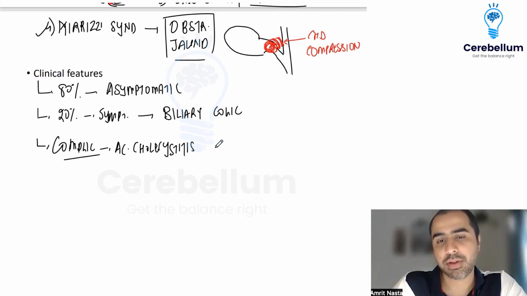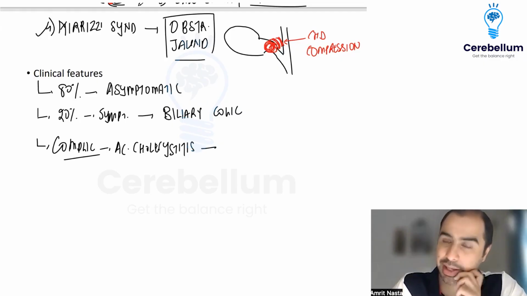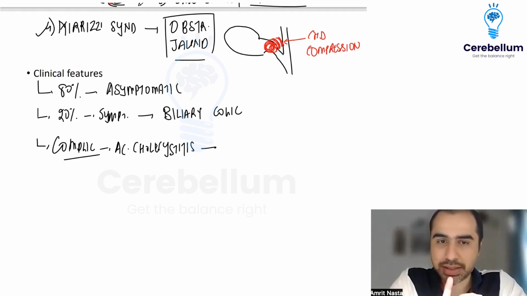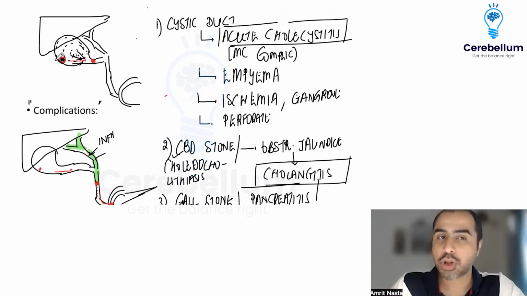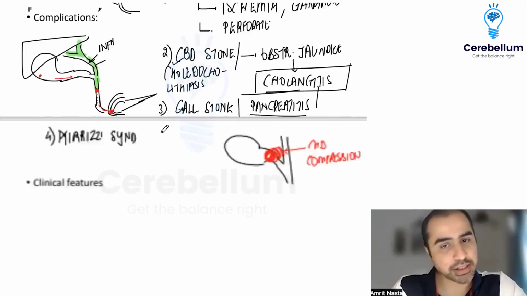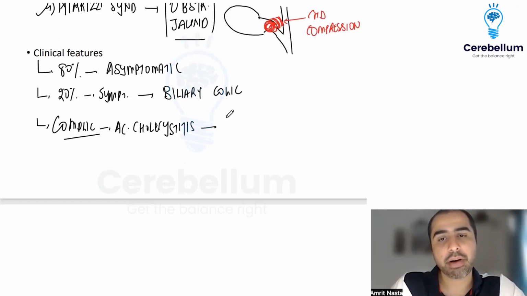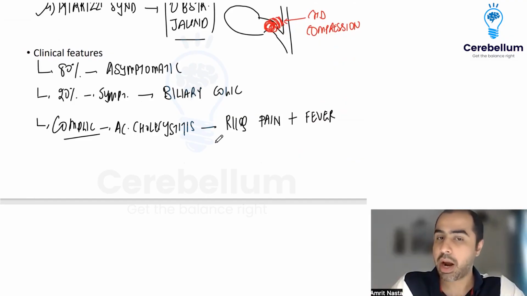How will a person present with cholecystitis? How will you know he has cholecystitis? If the gallbladder is inflamed and angry, obviously it will cause irritation. So the person will have right upper quadrant pain. He will also have some fever because the gallbladder is inflamed. And there is a typical sign, some of you have said correctly, that is called Murphy's sign.